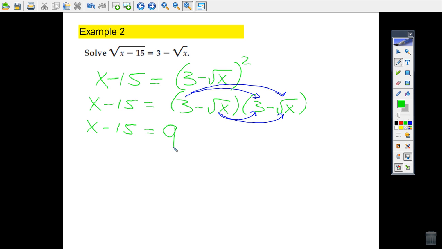So 9. And then minus 3 radical x. Minus 3 radical x. What does negative radical x times negative radical x give me? Well, negative times a negative makes it positive, and radical x times radical x is radical x squared, or x.